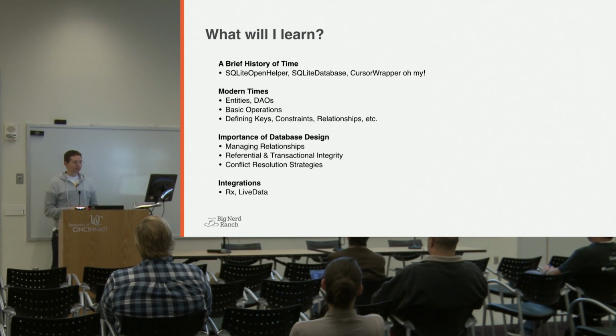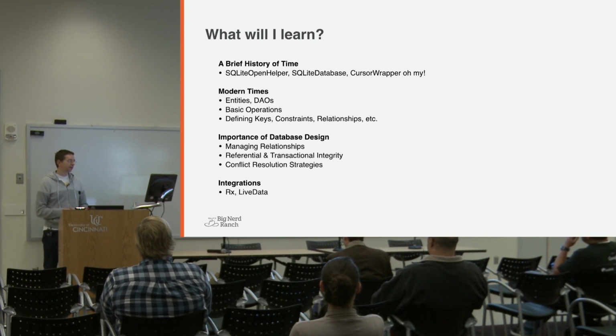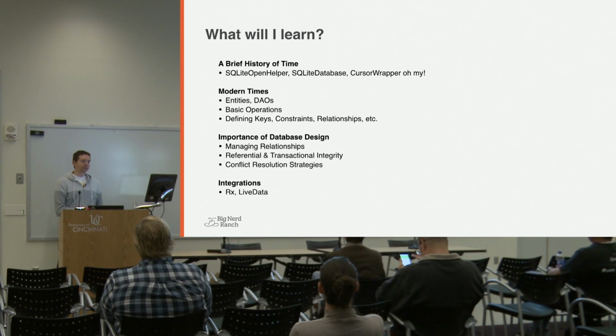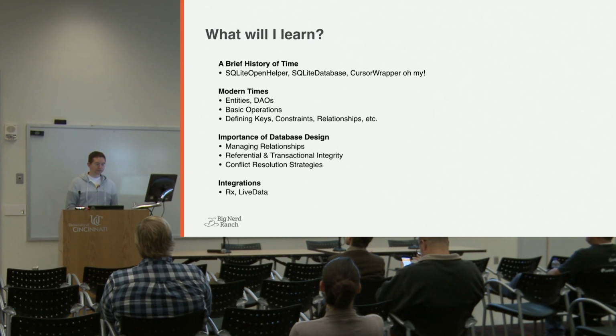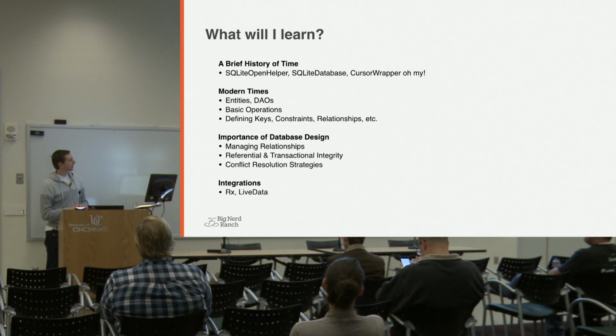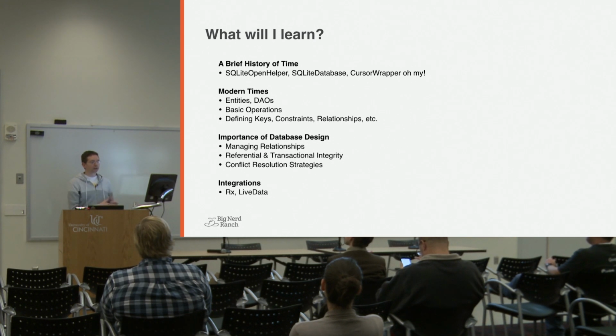So we'll start out with a brief history of time, looking at up until 2017 what our first-party library options were. Then we're going to talk a little bit of an intro into Room and how nice it is to develop for SQLite databases on Android using Room. And then I'm going to spend a lot of time interactively talking about the importance of good database design and some things to consider when you're creating your Room objects. And then just a few things at the end. I'm just going to talk about some integrations which I think are really, really dynamite with Room that if you're not already checking out, I think you should.